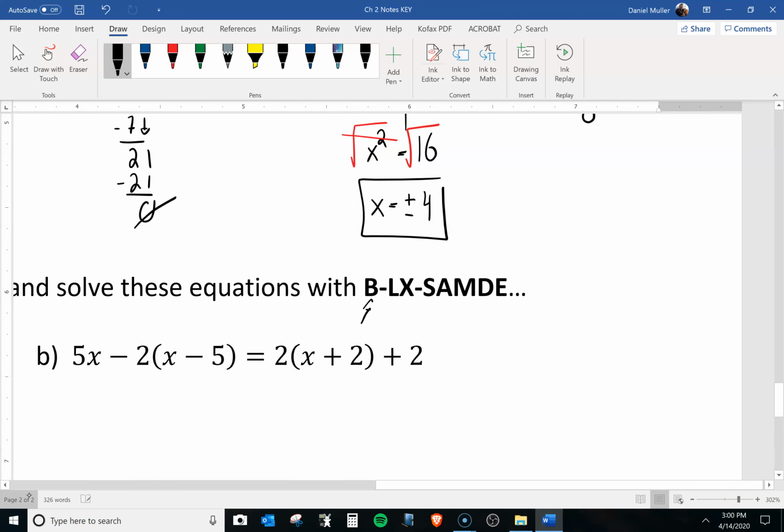First, you're going to do the brackets. Then you're going to combine things that are alike. Then you're going to want to move over the x. And then lastly, you're going to have backwards BEDMAS.